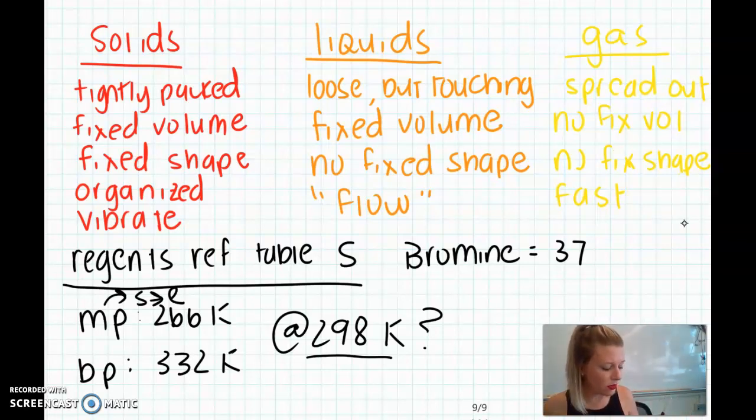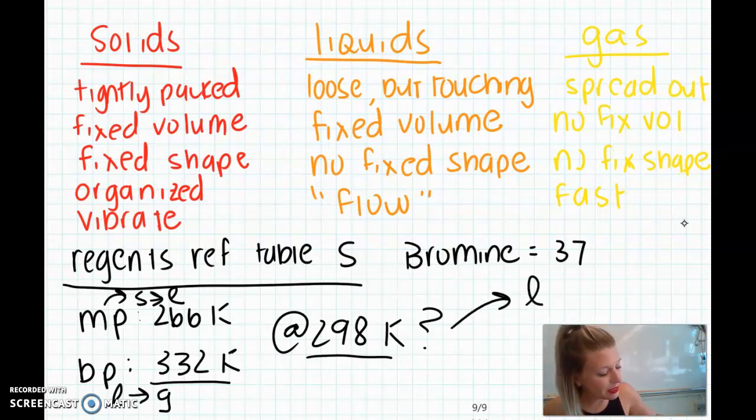Well, what about boiling point? The boiling point is 332, and again, this would be when it transitions from liquid to gas. And so it has not yet transitioned from liquid to gas, and therefore at 298, bromine is a liquid.